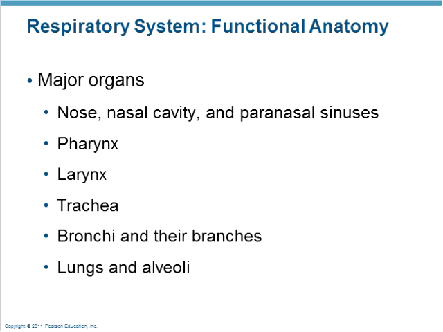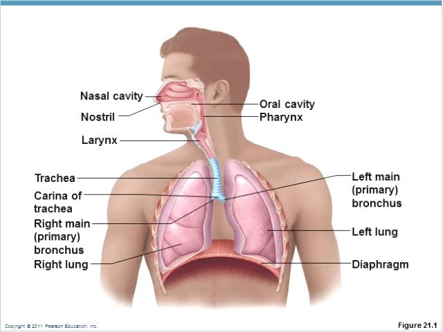When we talk about the respiratory system, the major organs include the nose, the nasal cavity, the paranasal sinuses, the pharynx, the larynx, the trachea, the bronchi and their branches in the lungs, and the alveoli, which is really where external respiration takes place, at the alveolar level.